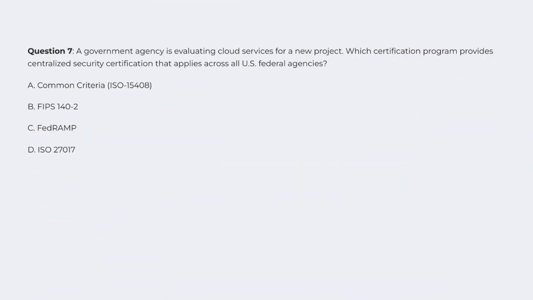Question 7. A government agency is evaluating cloud services for a new project. Which certification program provides centralized security certification that applies across all U.S. federal agencies? A. Common Criteria, ISO 15408. B. FIPS 142. C. FedRAMP. D. ISO 27017.